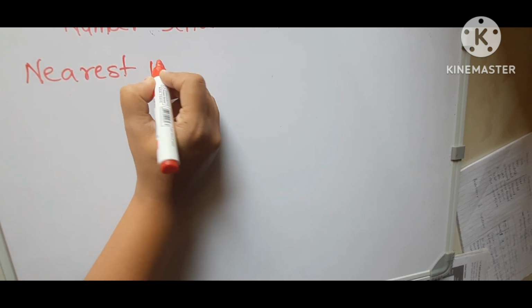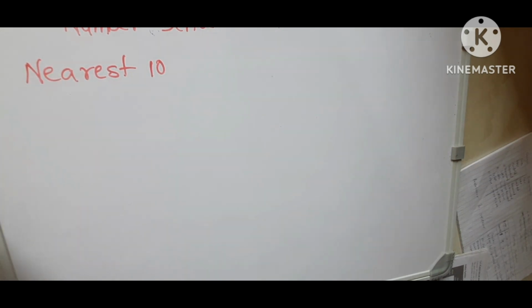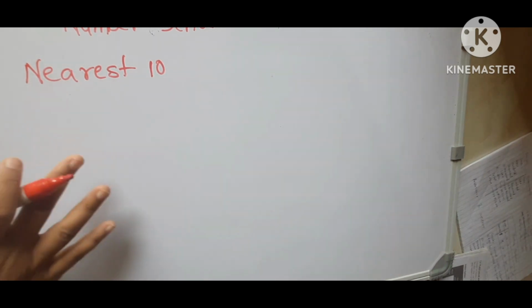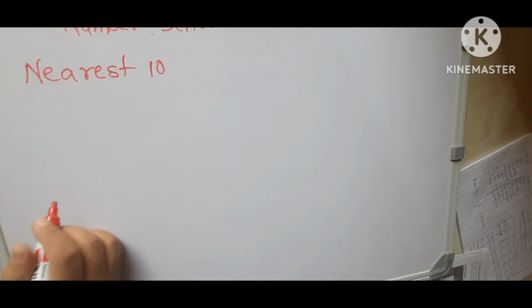Okay, let's move to our next topic, that is nearest 10, nearest 1000, nearest 100. This might come in achiever sections. They are also useful to understand the estimated value. Sometimes they ask you what is the estimated sum of two numbers. In that case also this concept is very important. So with this, let's start with nearest tens first.